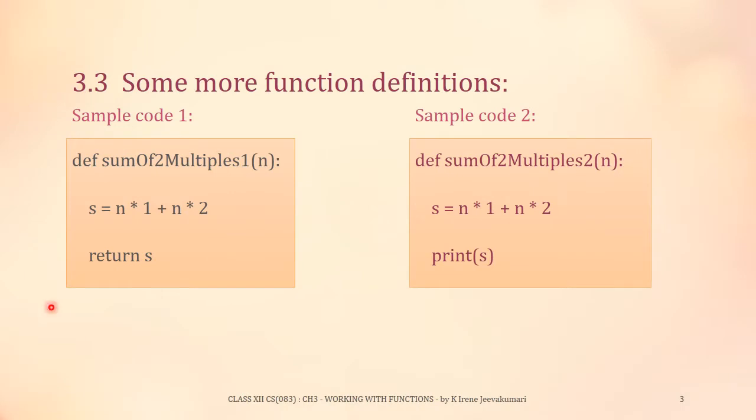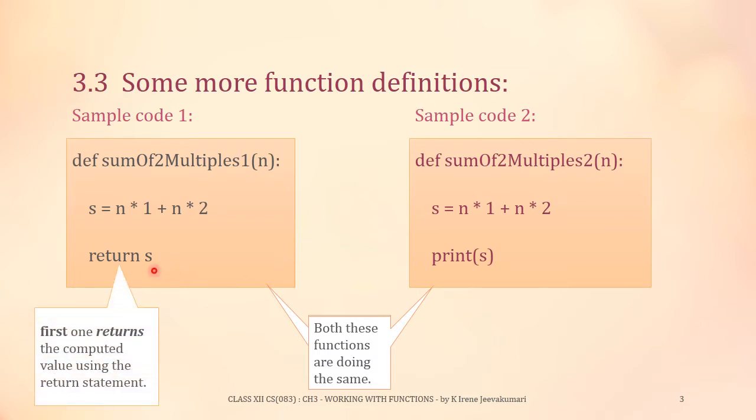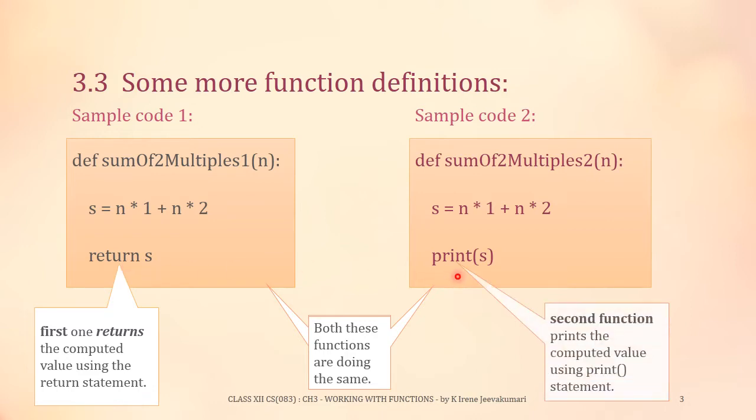Here we have two sample codes. The first sample code as well as the second sample code are both computing the same thing, that is the sum of two multiples. Here s equal to n multiplication 1 plus n multiplication 2, and here also s equal to n multiplication 1 plus n multiplication 2. So both these functions are doing the same. But what is the difference between this function and that function? This function returns the computed result using the return statement. But this function prints the computed value using the print statement. That is the difference. So a function may or may not have a return statement.